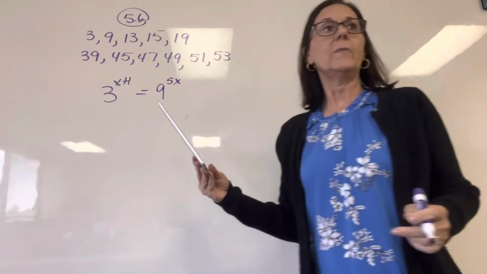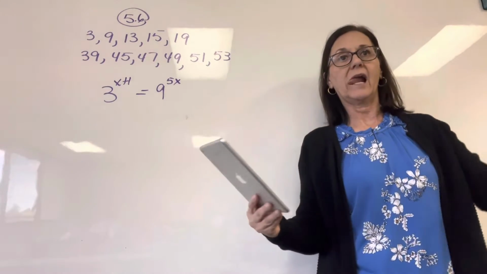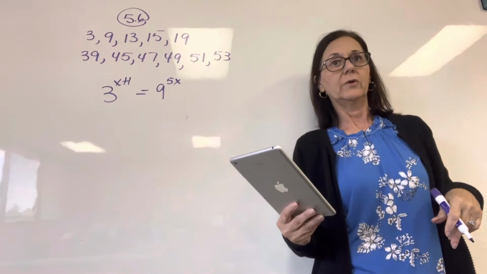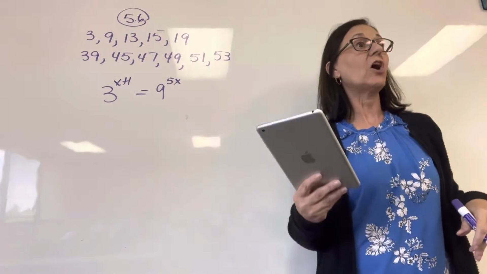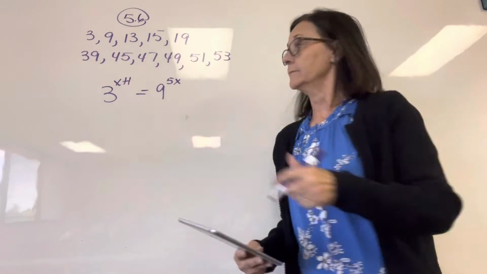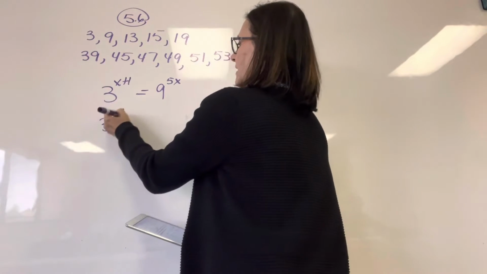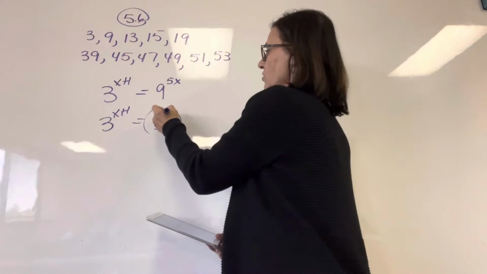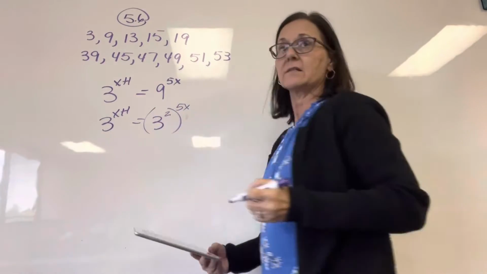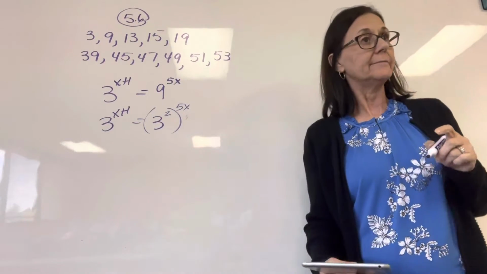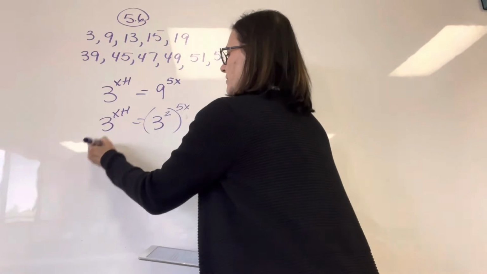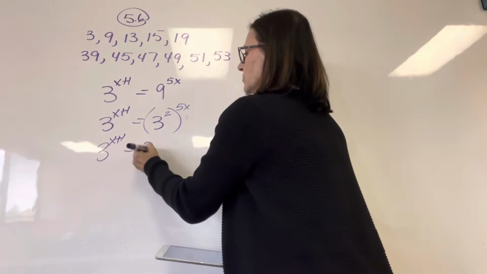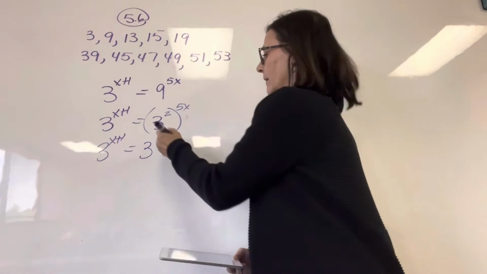All right, everybody look on the board. Tell me what to do, somebody. What do I want to do? Change the base of 9. I want to have a common base of 3. Yes. All right, so this is going to be 3 to the x plus 1. 9 is 3 squared raised to the 5x. Power raised to a power, we multiply. So this is 3 to the 2 times 5x, 3 to the 10x.